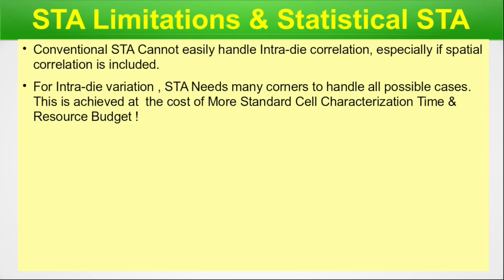This is achieved at the cost of more standard cell characterization, time and resource budget, which has an effect on the manpower who are generating the library, the standard cell library, the timing library, and all the dependent files and folders, whatever they are. Next.